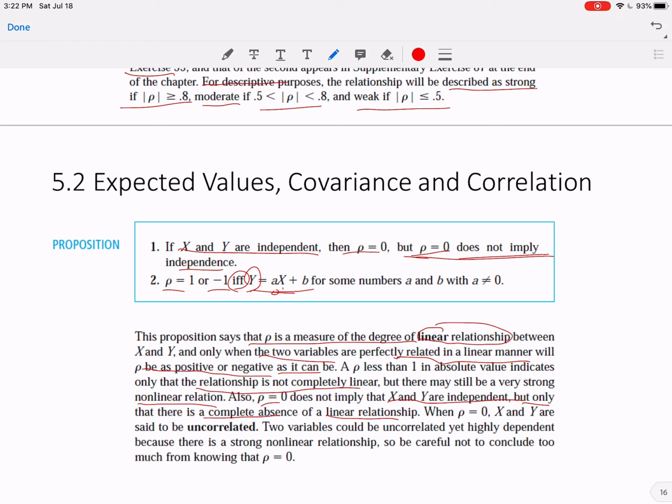When rho is 0, x and y are said to be uncorrelated. So if rho is 0, we say they are uncorrelated, but we don't say they are independent. Two variables could be uncorrelated yet highly dependent because there is a strong nonlinear relationship. So be careful not to conclude too much from knowing that rho is equal to 0. Once again, the value of the correlation coefficient only explains the strength of the linear relationship between x and y. All right, I hope this makes sense to you, and that's all for this video.